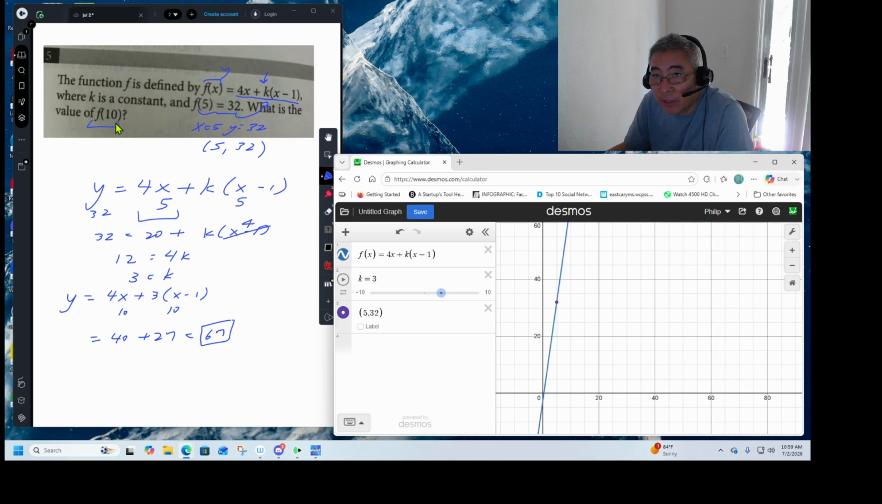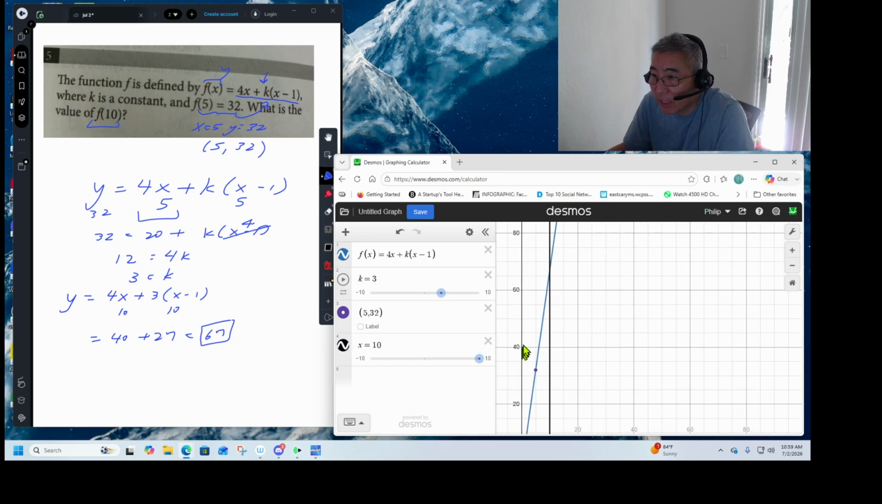And so if k is equal to 3, then they want to know what is the value of f of 10. We can just type x equals 10 to find out what our blue function says the value should be. And it says the value should be 67. Okay, so this is just saying what is the y value at x equals 10? It's 67.